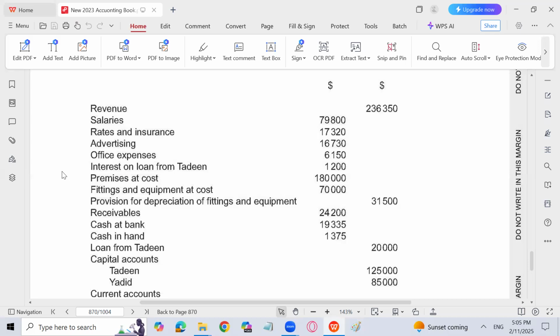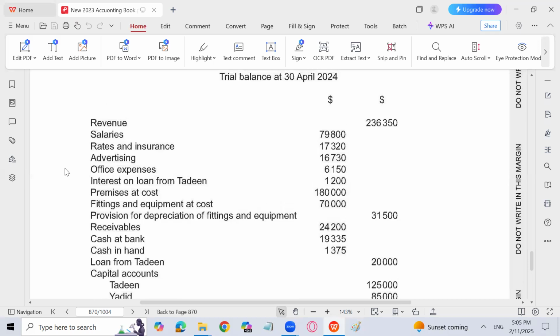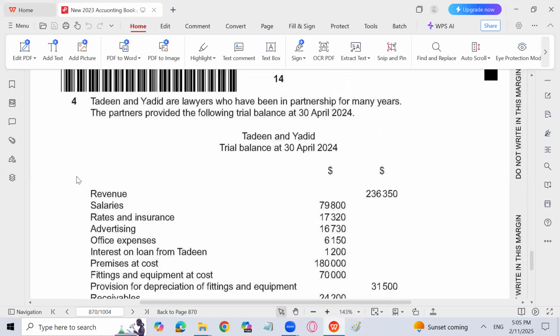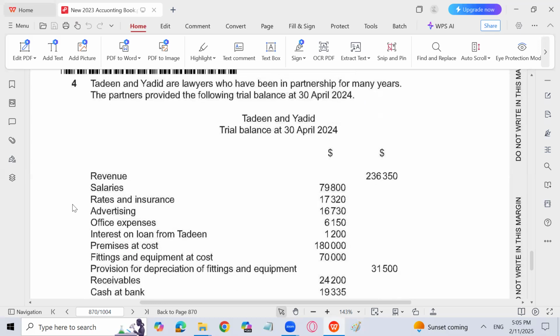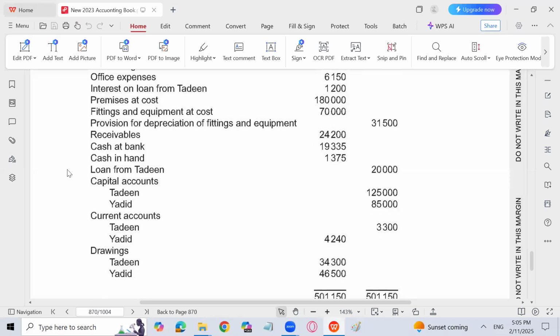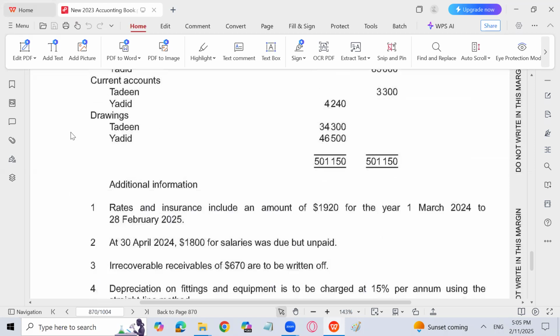Receivables are basically trade receivables. These are account receivables. That's why they have written it like this, right? Tadeen and Yadid are lawyers who have been in partnership for many years. Then loan from Tadeen is 20,000. Capital account is given separately 125 and 85. Current accounts are also given. Drawings are also given in the question.